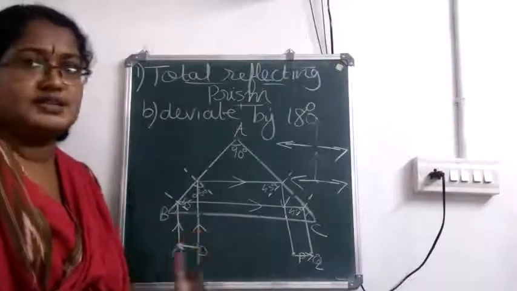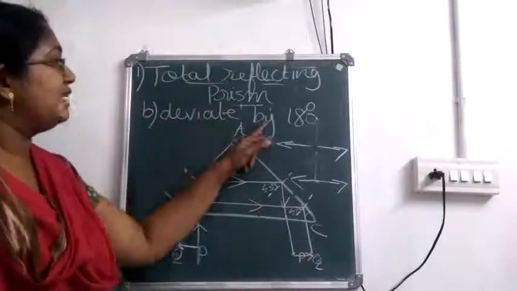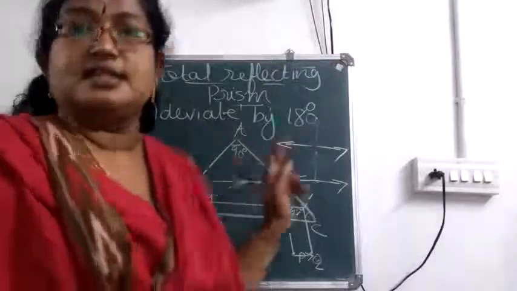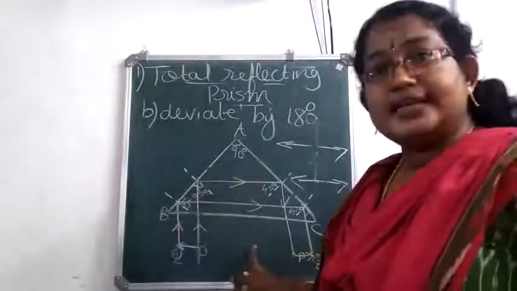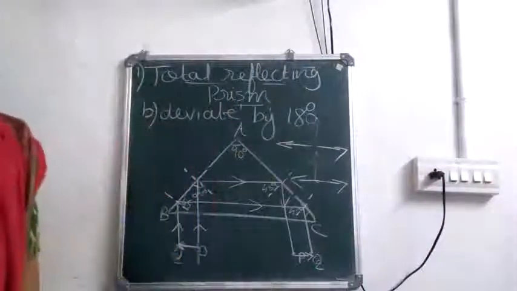Okay, so is it clear? This also you should draw in your notebook. You can write deviate a light ray by 180 degree. Then what you can say, you have to draw the diagram, then write its application. Okay, it's very important.